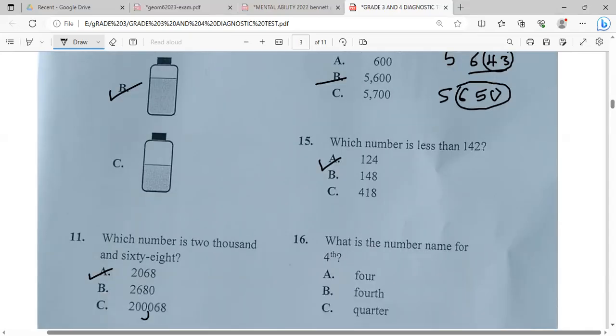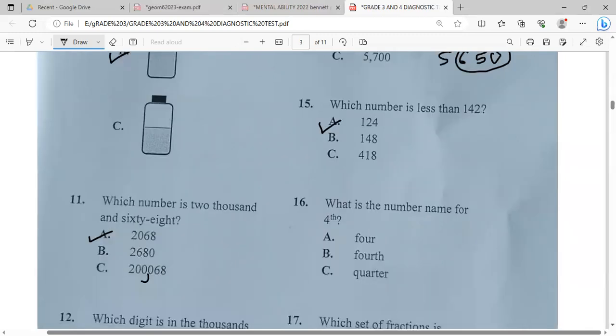What is the number name for fourth? Is it 4/4 or quarter? And that would be B. All right, so notice the TH.